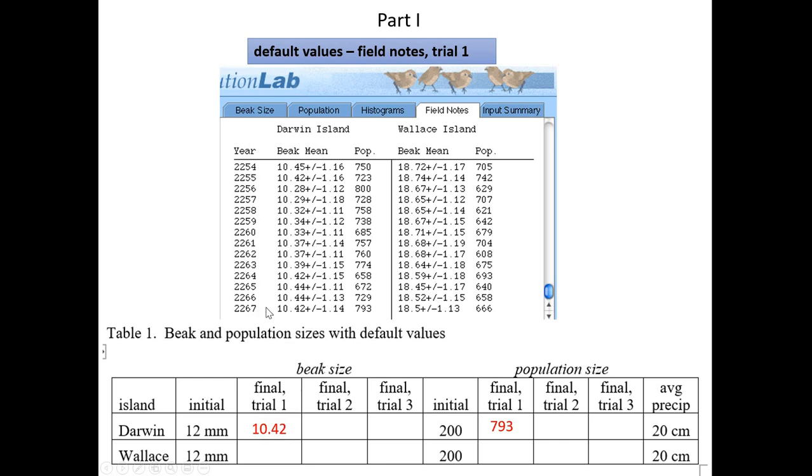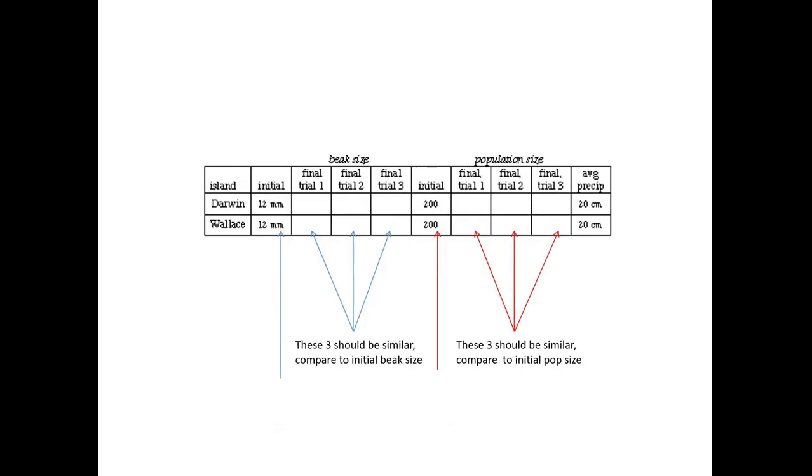As you can see, this is what we get from the final beak size in the year 2267: 10.42 for Darwin Island. And for the population size on Darwin Island, we can see that the final there is 793. So that's what we'd record. And then for Wallis Island, alternatively, the beak size ended up being 18.5 and the population 666. That's how you'll fill out the table in the lab report.